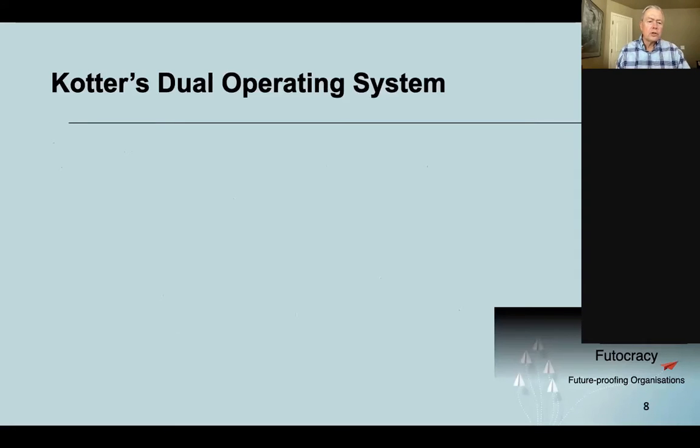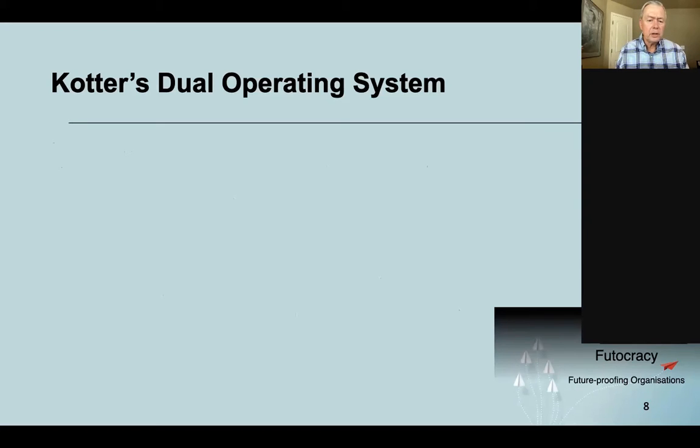I'd like to now turn to Kotter's dual operating system. This comes from Kotter's book, Accelerate, which builds upon what he did earlier in Leading Change. Leading Change, as most people will know, focused on the 8 key problems that organizational change managers face and how to overcome those. It's not a methodology as much as it is a framework.